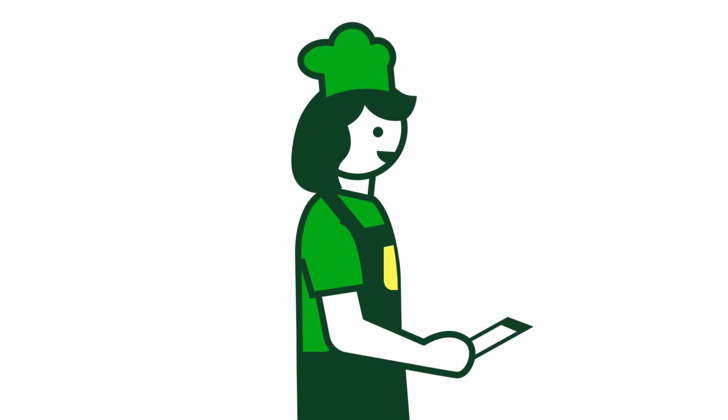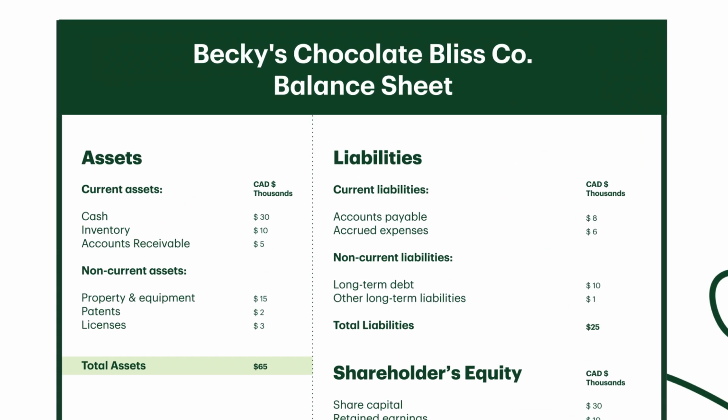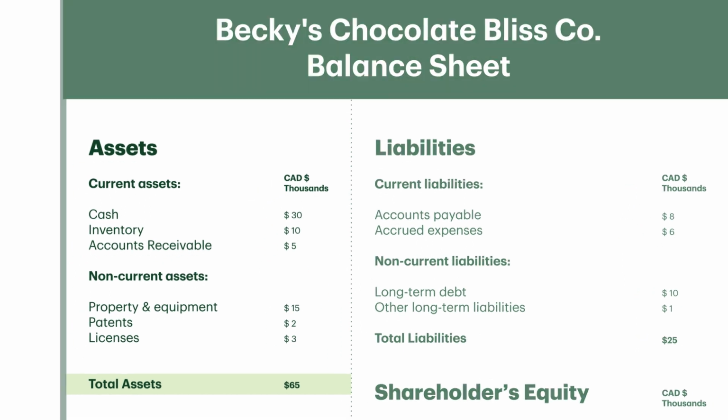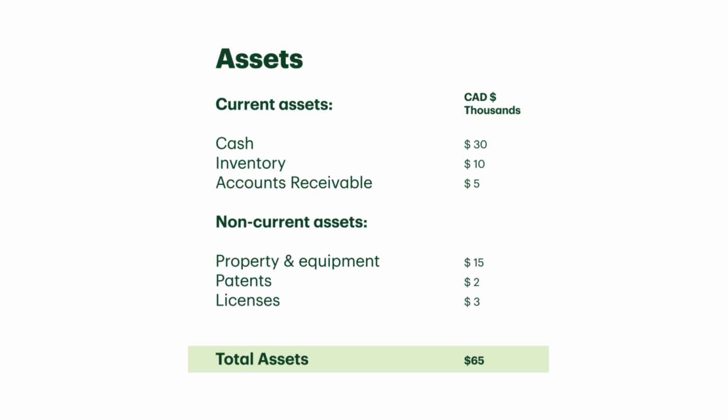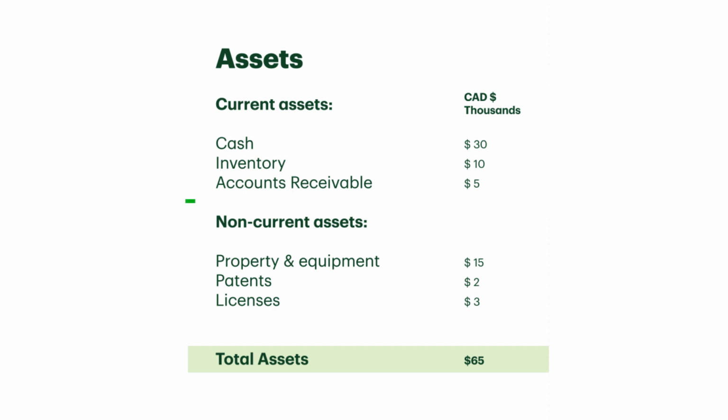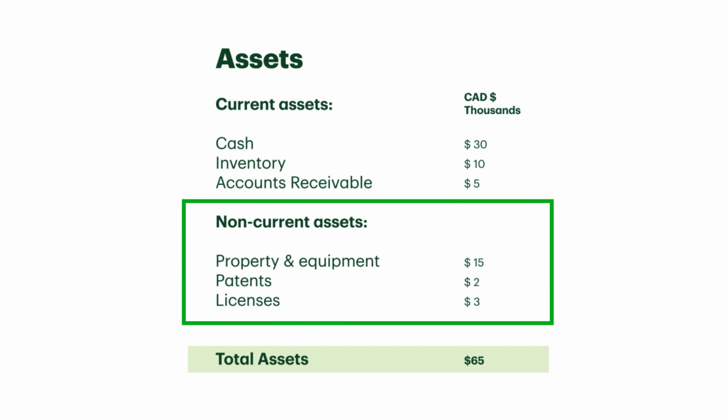Feeling a little more at ease about this whole balance sheet thing? Good. Then let's break it down using our fictitious chocolate making company from earlier in this course as our guide. We'll start off with the left side of the ledger. Assets. Assets are categorized as either current or non-current. Current assets are short-term in nature. Items like cash and cash equivalents, inventory and accounts receivable, or sales still on credit that have yet to be paid. Non-current assets, on the other hand, are long-term in nature. They could be tangible assets like real estate or equipment, or intangible ones like patents, licenses, and branding.